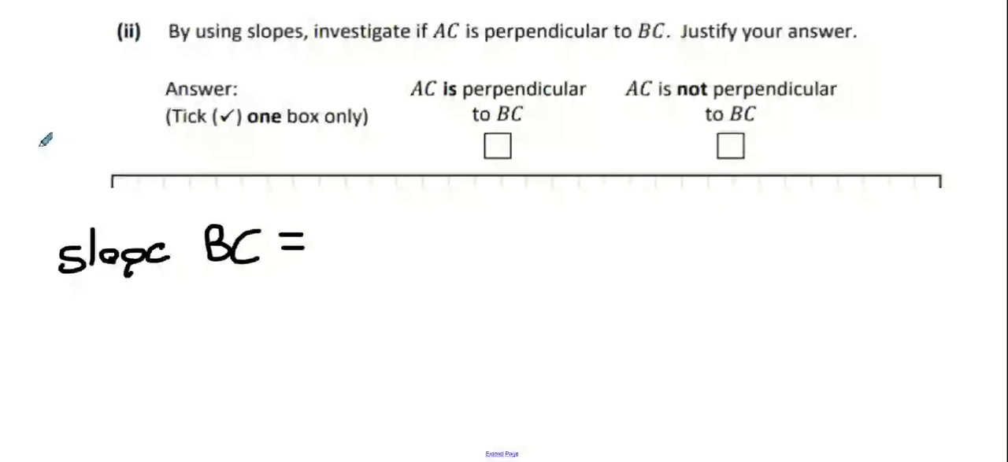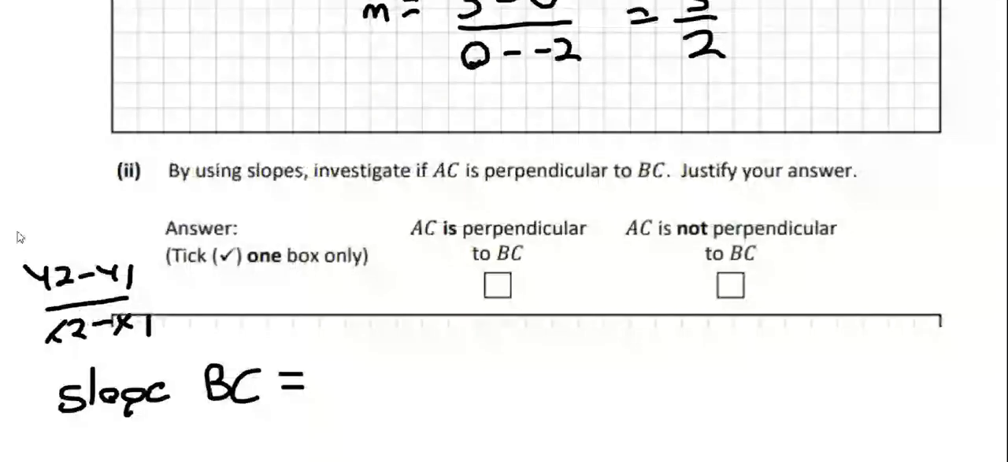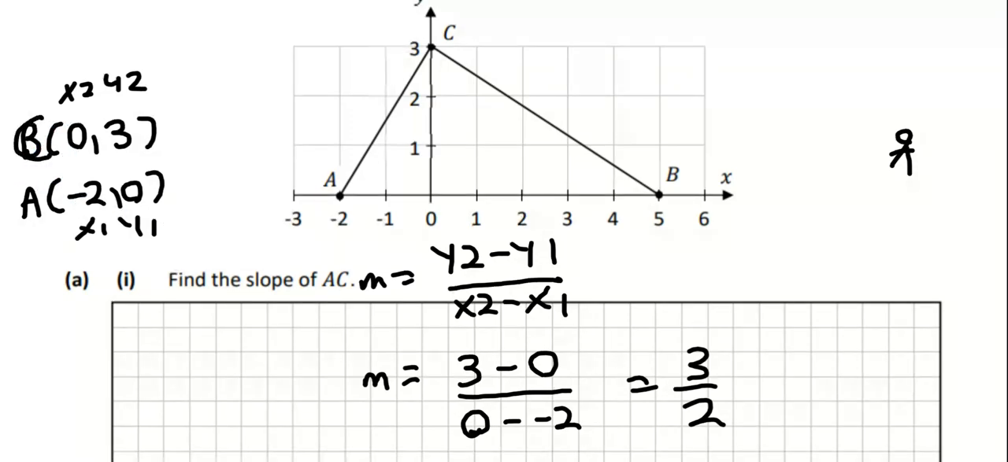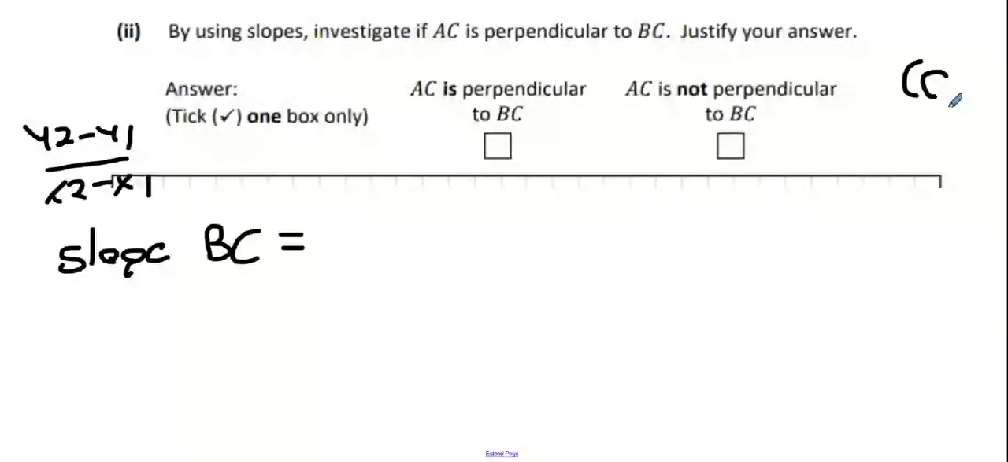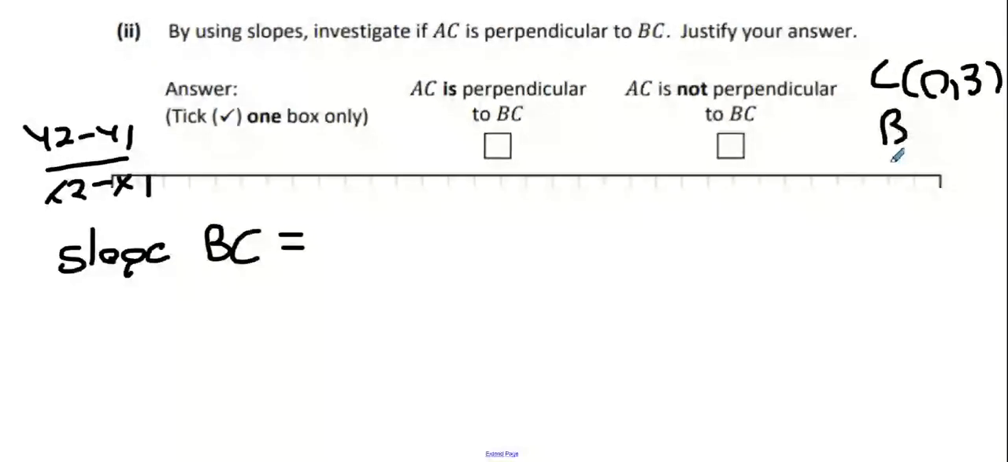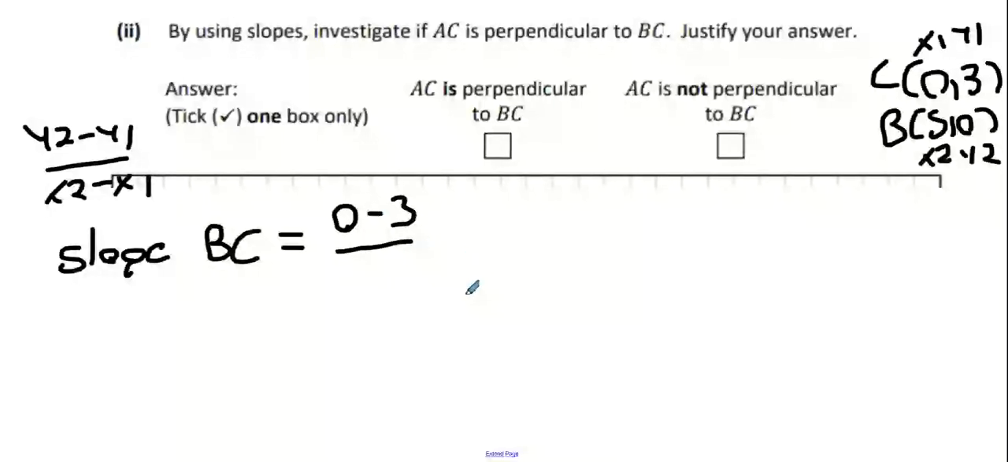And once again, I'm going to have to use the y2 minus y1 over x2 minus x1. Right? And B and C, oh, sorry, that's C, not B. C is 0, 3. B is 5 and 0. Okay, and I'll just label them in the usual fashion. And we shall get 0 minus 3 over 5 minus 0. I get minus 3 over 5.